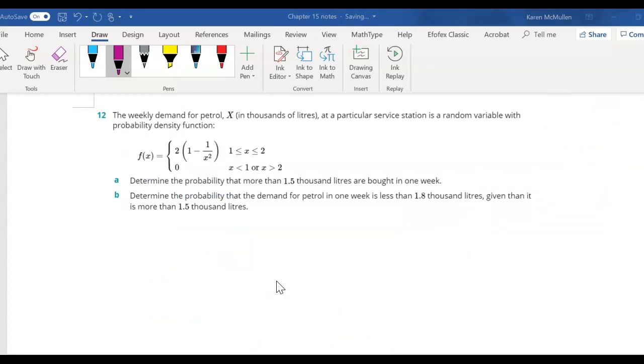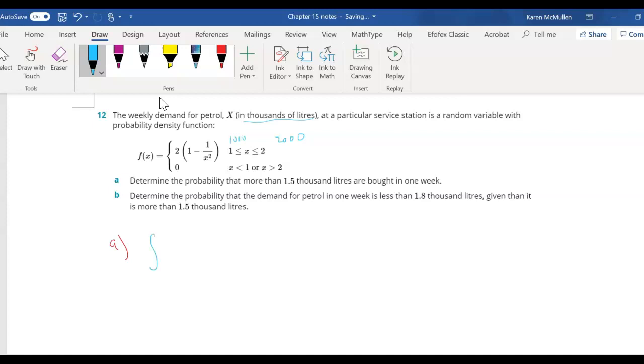So the weekly demand for petrol at a particular service station is a random variable with the probability density function. All right, so determine the probability that more than 1,500 litres are bought in 1 week. Okay, so we're looking at thousands of litres. So this is, I guess, from 1,000 to 2,000. So we can just keep it as 1.5, but just remember, sometimes you do need to remember the units that you're working with.